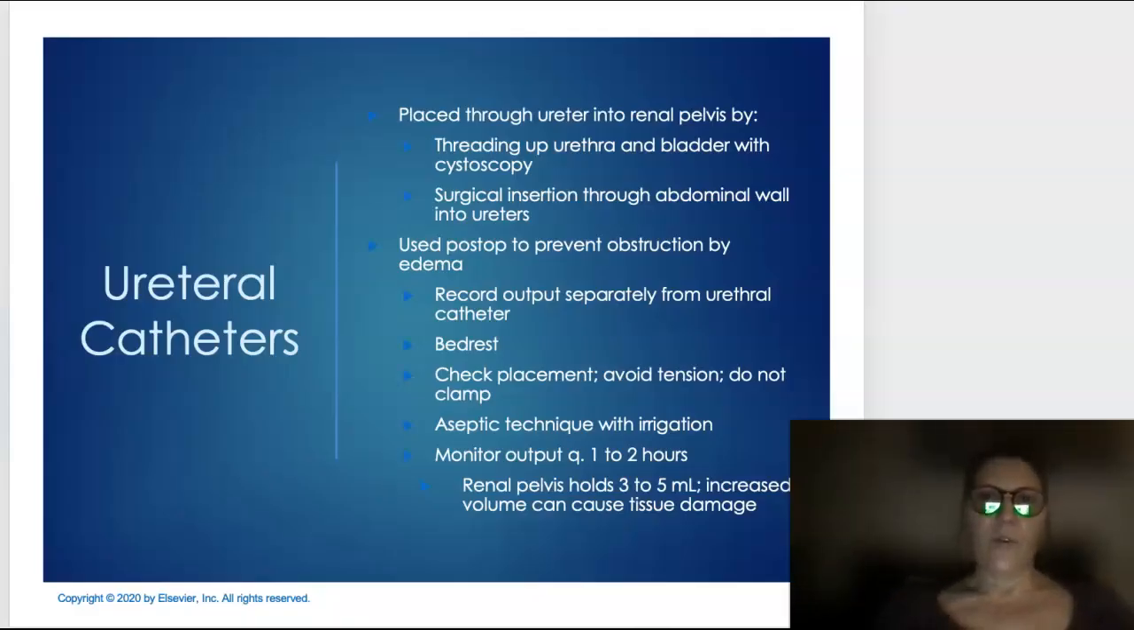A ureteral catheter is placed through the ureter into the renal pelvis by threading up the urethra and bladder with a cystoscopy. This is different than the type that we put in the bladder. Another is a surgical insertion through the abdominal wall. Use post-op to prevent obstruction by edema, so we're going to want to record the output. Bed rest, check the placement, avoid tension. Use aseptic technique and monitor the output.